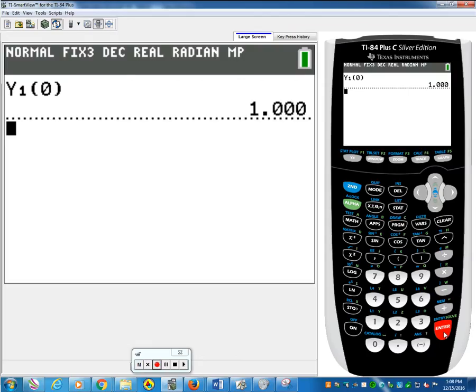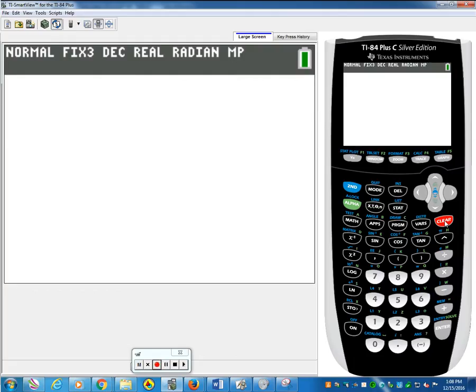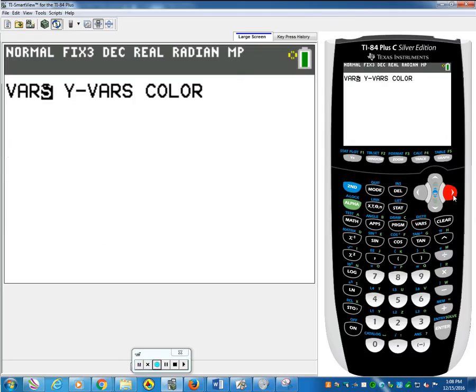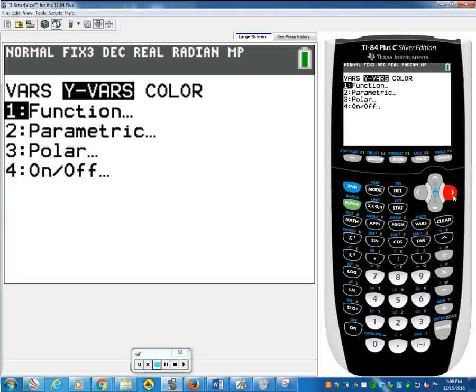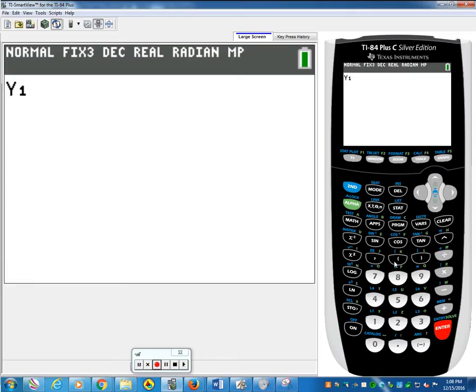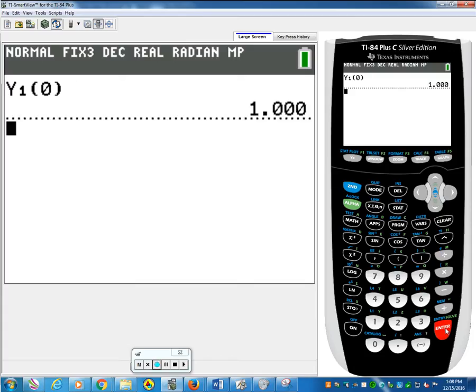Why is this so rough? So on the 83, what you do instead is you have the vars key. Hey, I got a different answer. The vars key. Choose the y variables. Then you choose function, and it gives you the same list. From there, it's the same. If you're getting a different answer, it means your equation was entered incorrectly. Anyone need help?